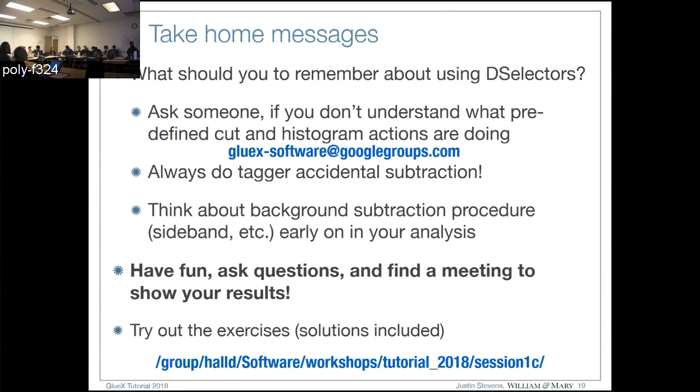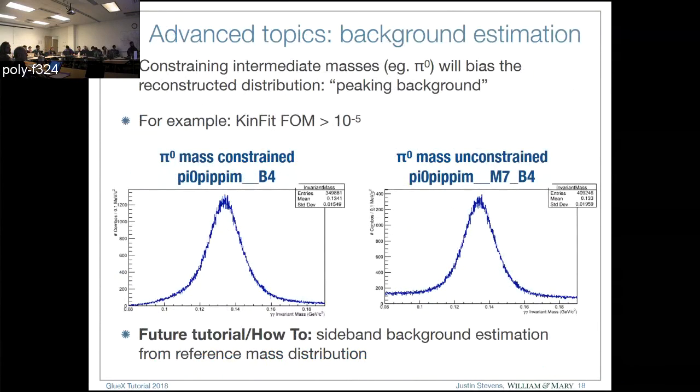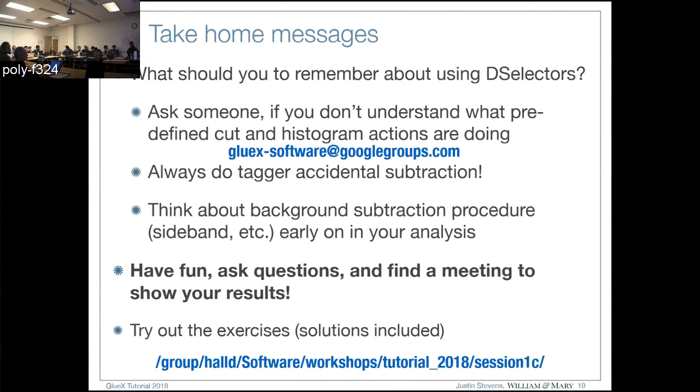Second one, always do tagger accidental subtraction. We talked about this earlier. We're getting to the stage where this is common and should be part of everyone's analysis. And getting to this point about the background estimation, think early in your analysis about what background subtraction procedure you want to use. If you get into a situation where you didn't ask for the tree that didn't have the mass constraint applied, or that had the mass constraint applied, then you're stuck waiting for those trees to be processed again.